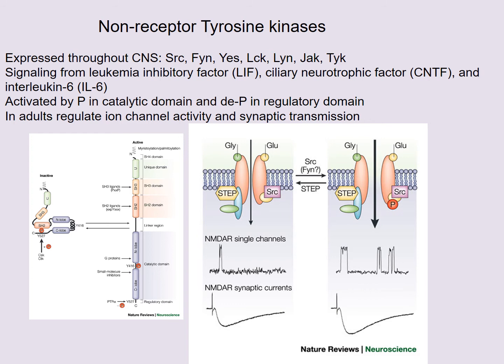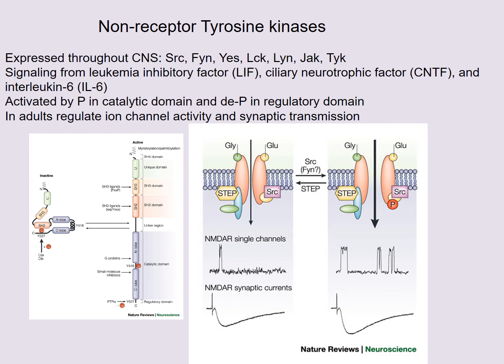They're activated by any of these other kinases that we have talked about. So they can be activated by the MAP kinase cascade, any of the G protein activated kinases, or they can also be activated through cytokines such as leukemia inhibitory factor, ciliary neurotrophic factor, and interleukin 6.